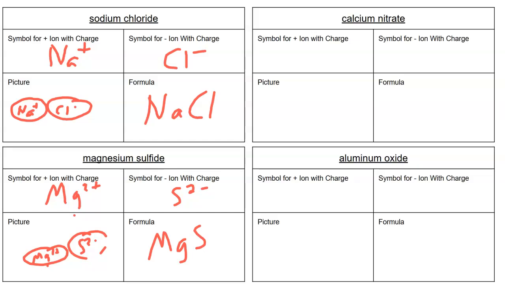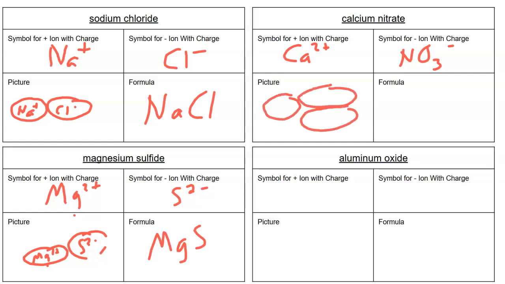It gets a little trickier with calcium nitrate. Calcium is in group 2. Nitrate is a polyatomic ion. Remember, we have to be familiar with our polyatomic ions. These don't come together in a 1-to-1 ratio. Before I draw the picture, you might even think you're going to need one of these and two of these, and if you're thinking that, you're on the right track, because this whole piece has a charge of -1, and this whole piece has a charge of 2+. So this picture is going to show one calcium 2+ ion and two nitrate ions.